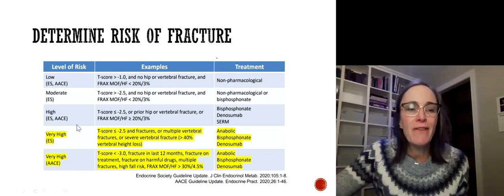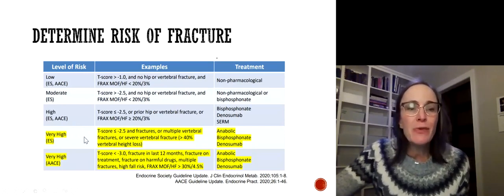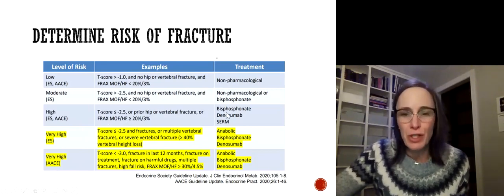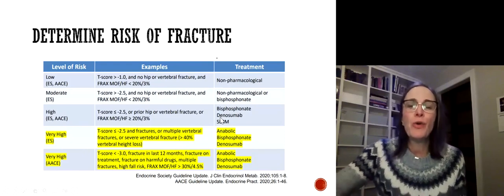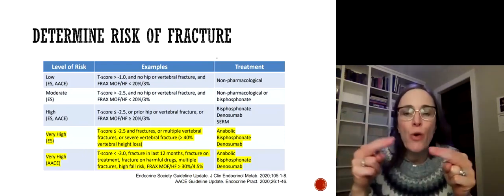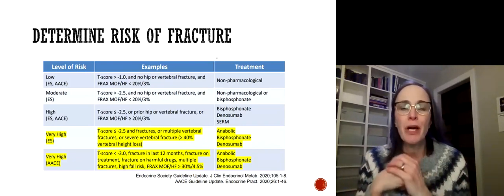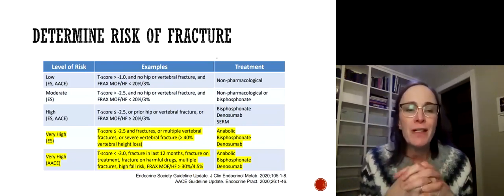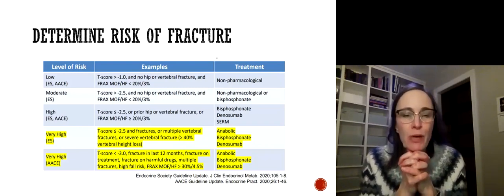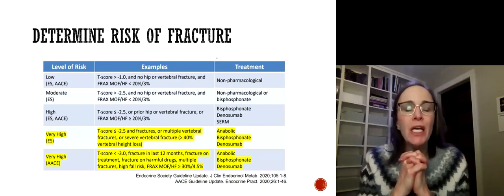When you start getting into high, very high, and very, very high, that's when we start to absolutely treat. And then what you're deciding is whether or not you're going to start with a bisphosphonate or an anabolic agent, and we'll talk about that a little bit. I think at the primary care level, if you've got somebody whose T-score is below a -3, you need to send them to endocrine at any site because they need to be on a big drug.